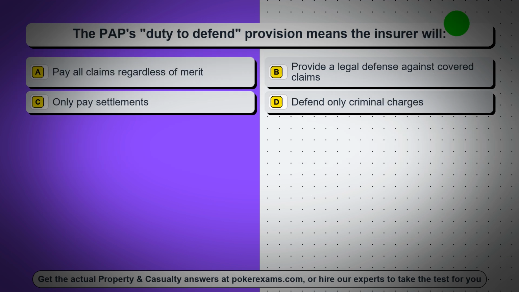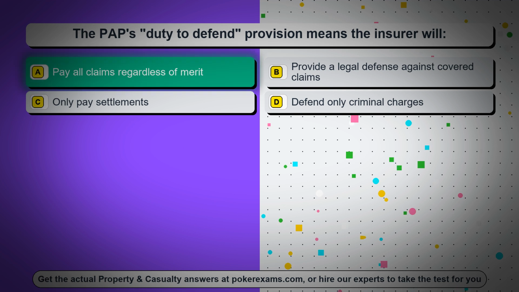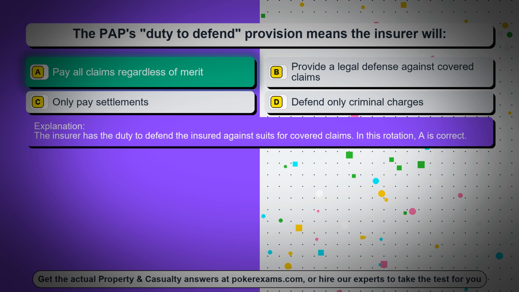Question 53. The PAP's duty to defend provision means the insurer will. Option A, pay all claims regardless of merit. Option B, provide a legal defense against covered claims. Option C, only pay settlements. Option D, defend only criminal charges. The correct answer is option A, pay all claims regardless of merit. The insurer has the duty to defend the insured against suits for covered claims. In this rotation, A is correct.